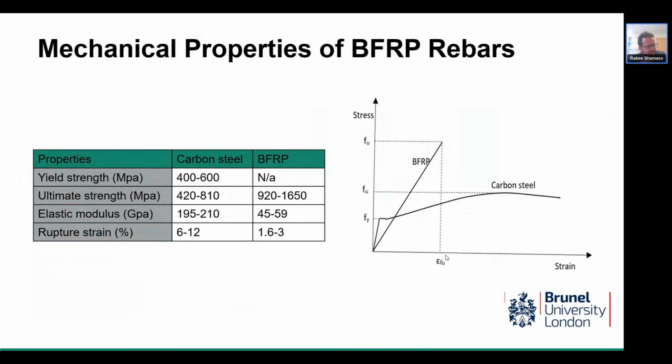You can see that the mechanical property of BFRP differs from carbon steel. The BFRP doesn't have any yielding point, and the behavior is linear elastic up to failure at about 920 to 1,650 megapascal. The elastic modulus of BFRP is around a third of the elastic modulus of steel. That means we are going to expect wider cracks and higher deflection of the BFRP reinforced concrete member than for the steel reinforced concrete member.